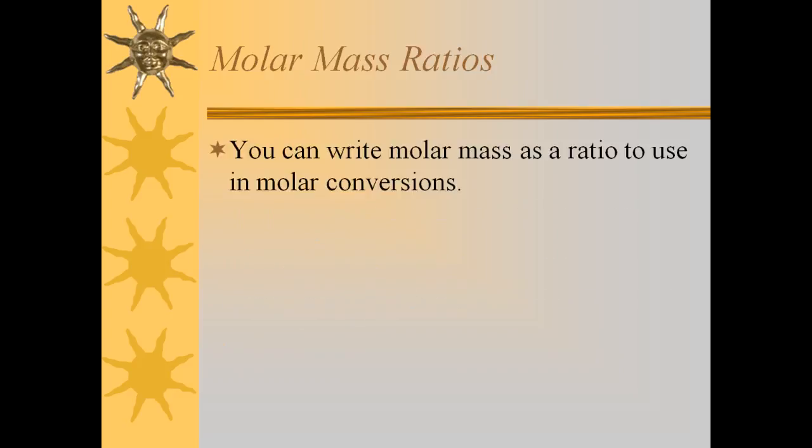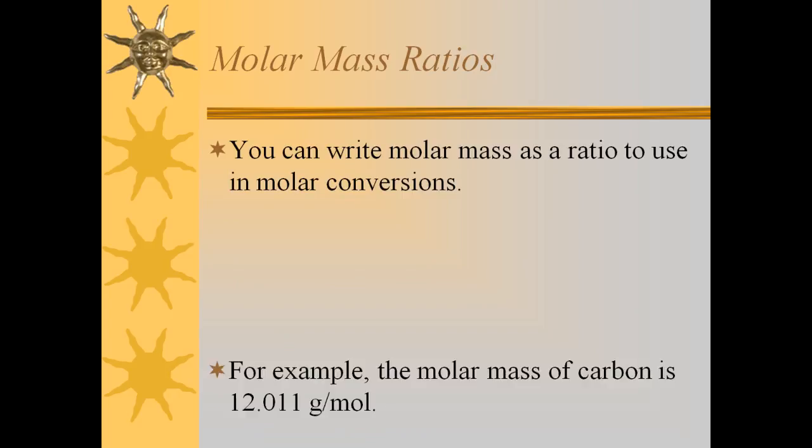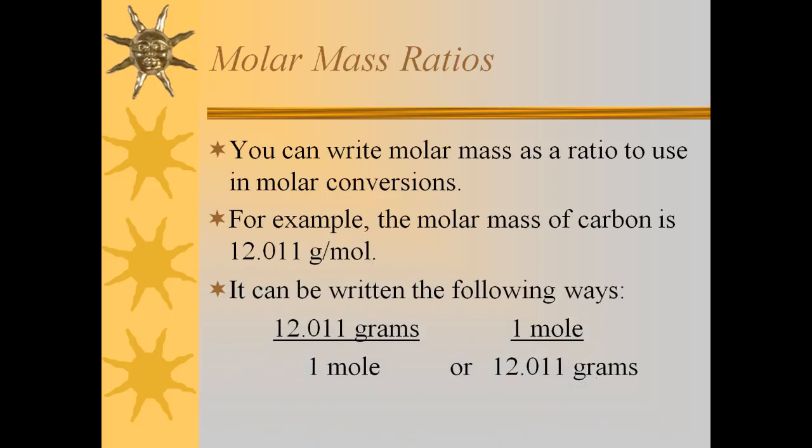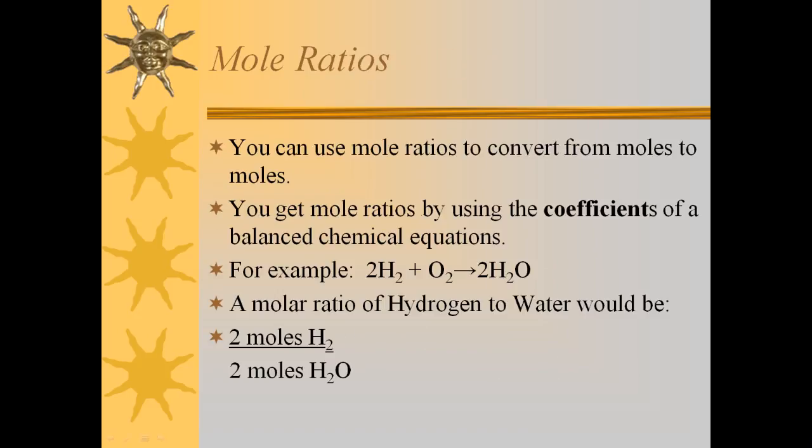Molar mass ratios. You can write molar mass as a ratio to use in conversions. For example, by looking at the periodic table, I can find that the molar mass of carbon is 12.011 grams per mole. We can write this in two different ways. First of all, we can put 12.011 grams on top and divide it by 1 mole, or if we need to, we can put 1 mole on top and divide it by 12.011 grams.